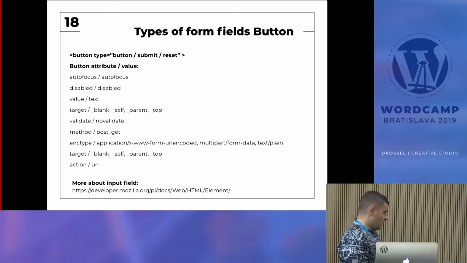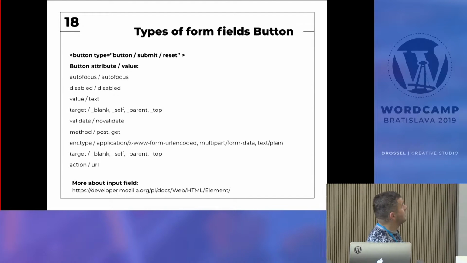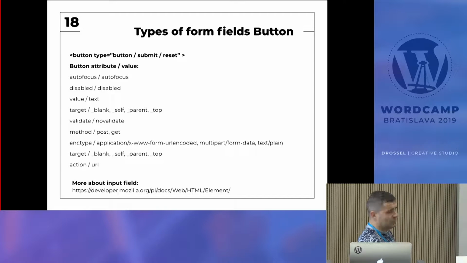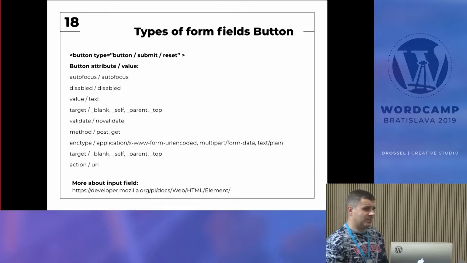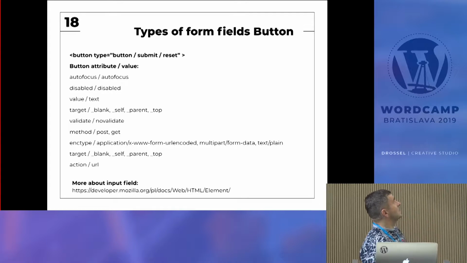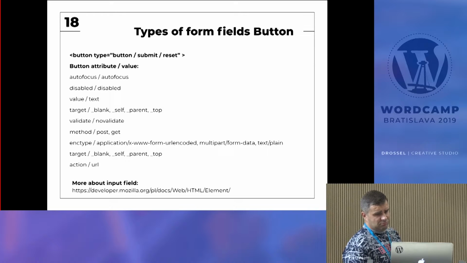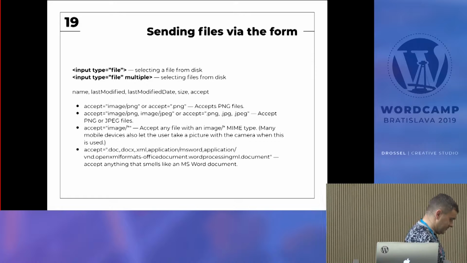Okay, we have one more extra field. It's called button. It's very similar to input. We have only three types of button: button, submit, and reset. The attributes are quite similar to input. Okay, and now it's important.